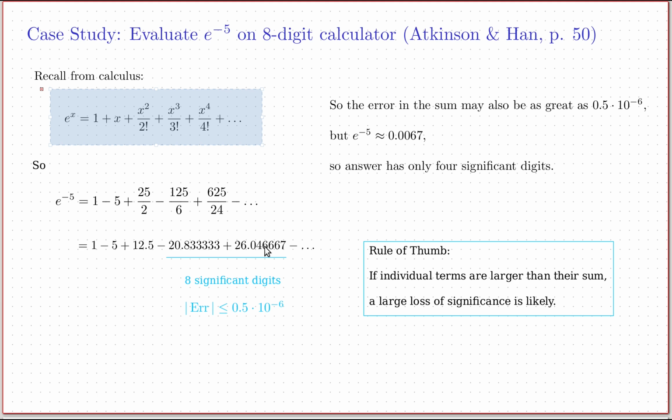So the moral here is that if you're adding or subtracting a bunch of terms, and the individual terms are significantly larger than their sum, then you can expect a large loss of significance, right? A large loss of significant digits in your answer.